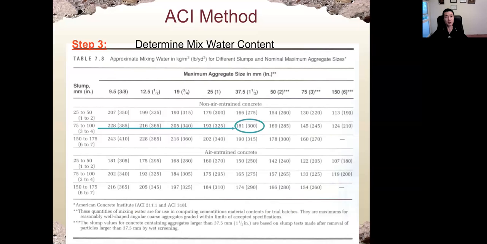The next step is to determine how much water is needed for the concrete, which is based on the maximum size, 1.5 inch for coarse aggregate, and also the slump. Slump is 3 inch. The question didn't tell us whether it is air-entrained concrete or non-air-entrained concrete, so we just assume it is non-air-entrained concrete. So the water content will be 300 pounds per cubic yard of concrete.